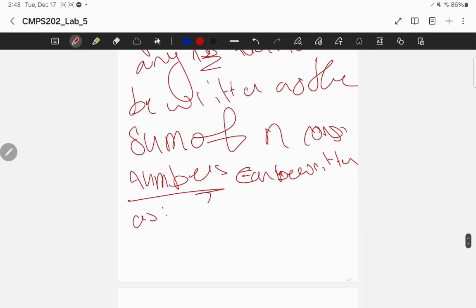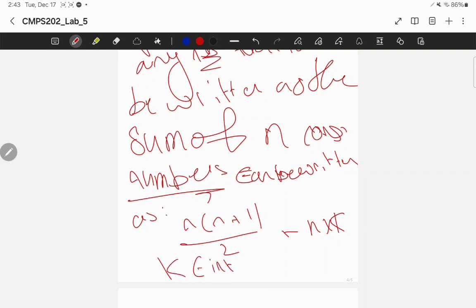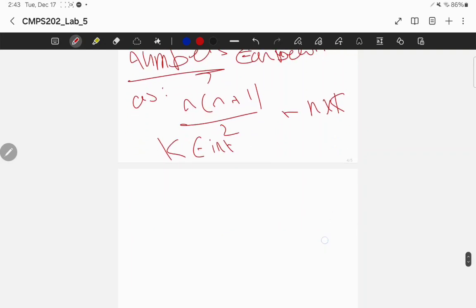So for any number of this sort, you have to prove that it can be written as n times (n plus 1) over 2, plus n times k, where k is some positive integer. Okay, so how can we do this?